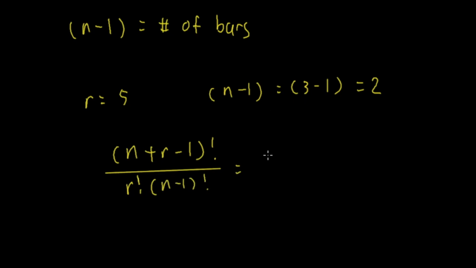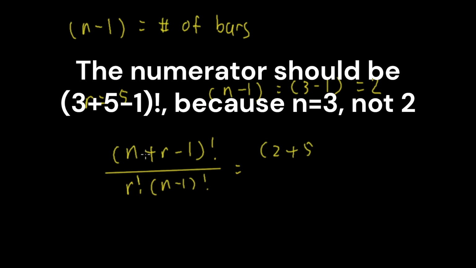So that should be 2, which is n, right? Plus 5, R is 5, minus 1, factorial, divided by R, which is 5 factorial, times, now n minus 1 is 2 factorial. Okay, now you can put it into the calculator and calculate how many ways you can choose this.